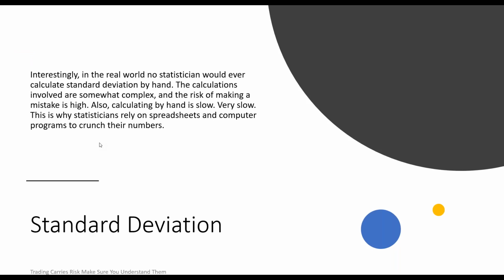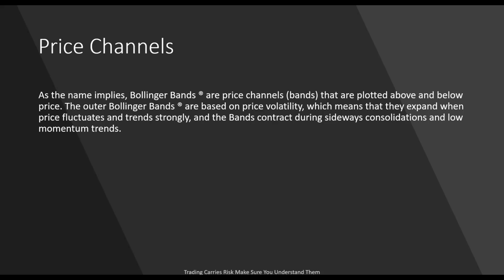Now, like I said, Bollinger Bands use something called standard deviation. In the real world, no statistician would ever calculate standard deviation by hand. It's a very complex mathematical formula. The calculations involved are somewhat complex and the risk of making a mistake is high. Also, calculating by hand is slow, very slow. And this is why statisticians rely on spreadsheets or computer programs.